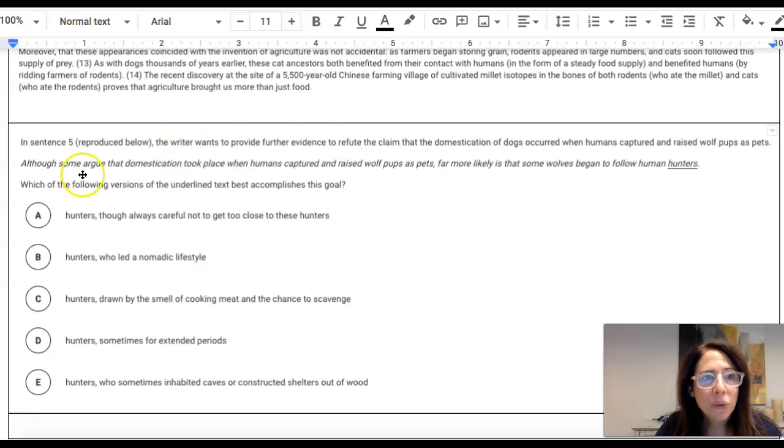Okay, so here is the sentence reproduced, and I'm not going to read that yet. I'm going to jump to the question. Which of the following versions of this underlined part best does this? So I'm putting it into my own words: best refutes the claim.